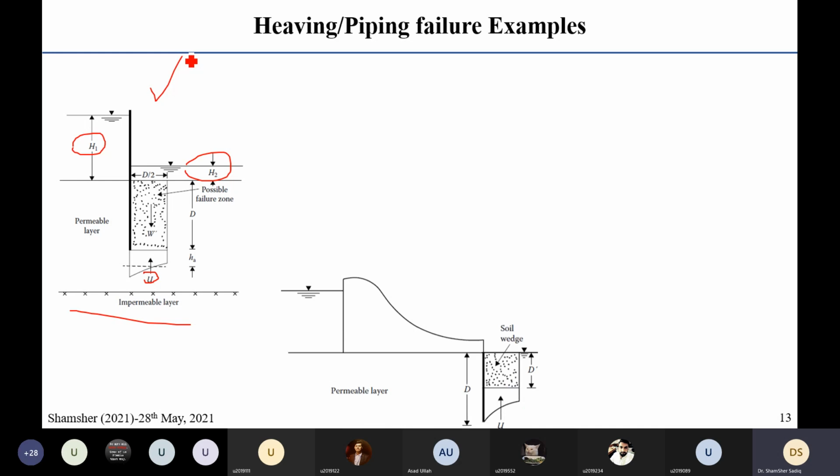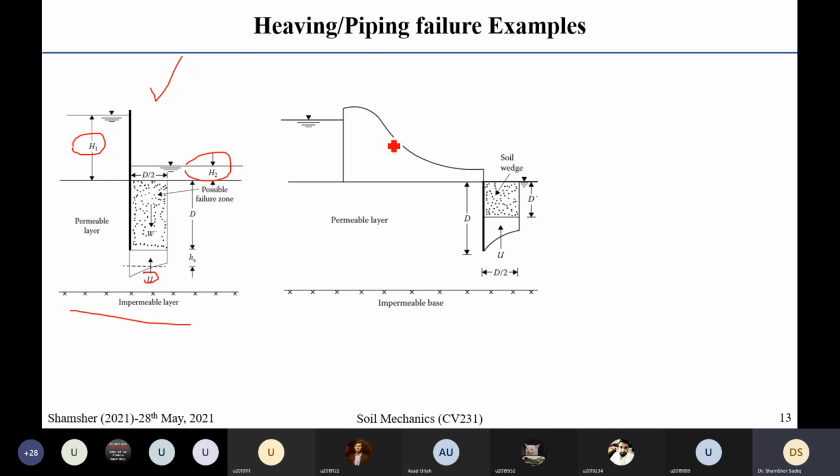Now let us see a dam example. So this is the concrete dam, and this is the permeable strata, and this is impermeable strata. There will be seepage. Now this is the downstream side. On the downstream side there is a sheet pile, and why do we have this sheet pile? Because it is typical to prolong or increase the path of the seepage. This sheet pile has some embedment depth D, and there is likely to be a seepage failure of the wedge, and this is D by 2, this is capital D. This is one of the examples.